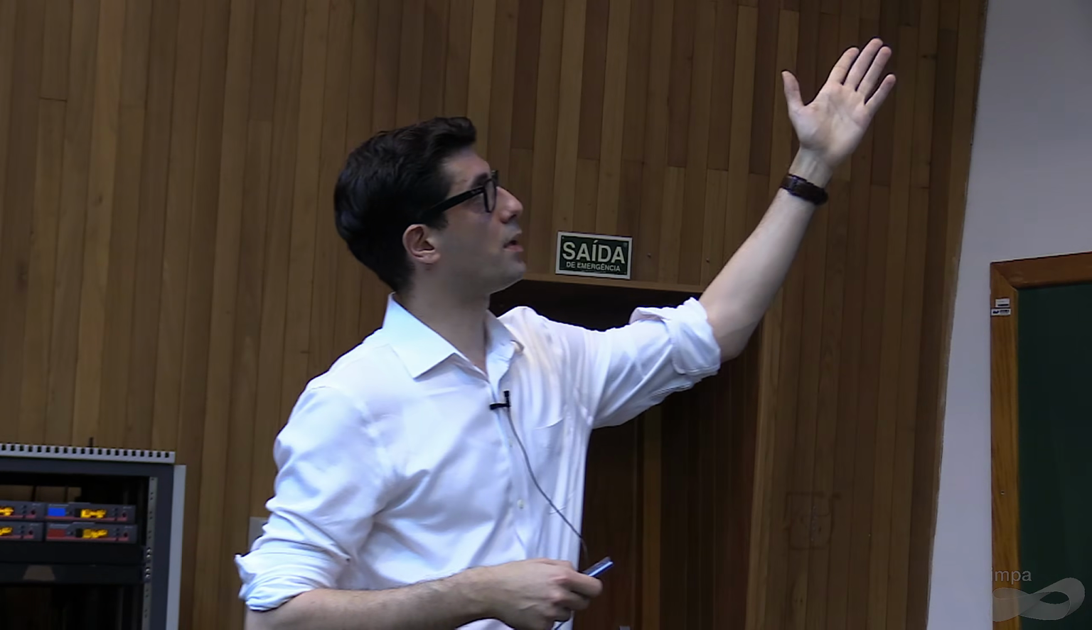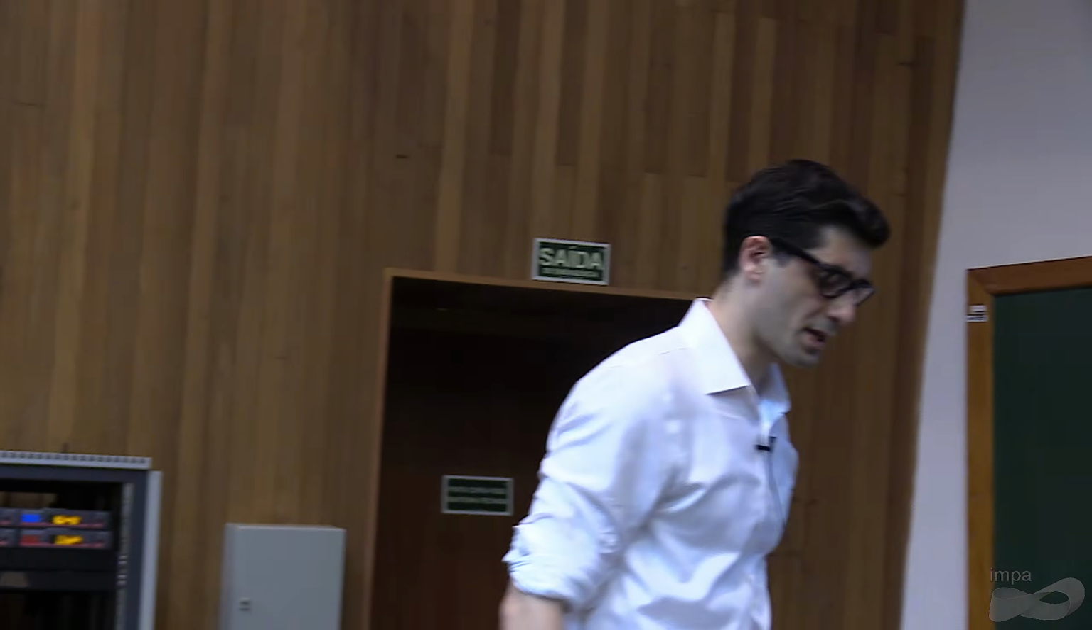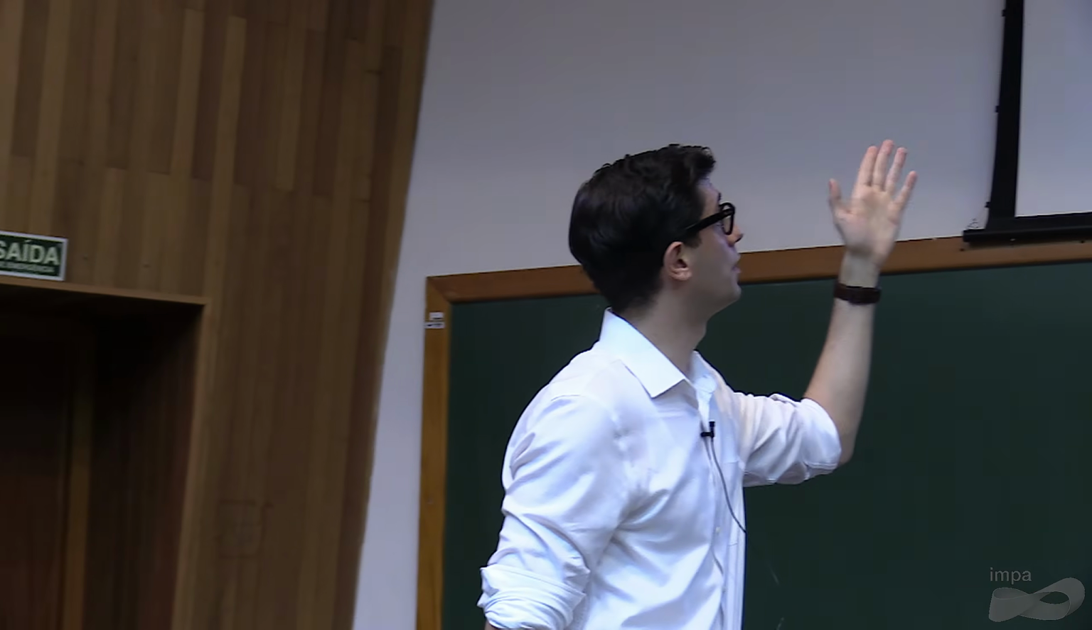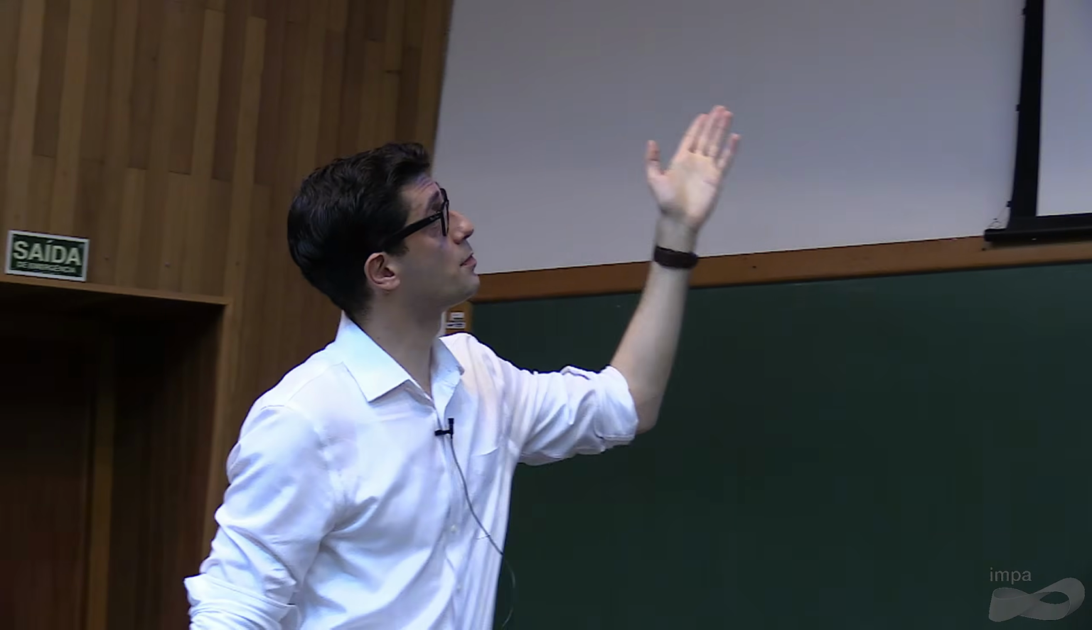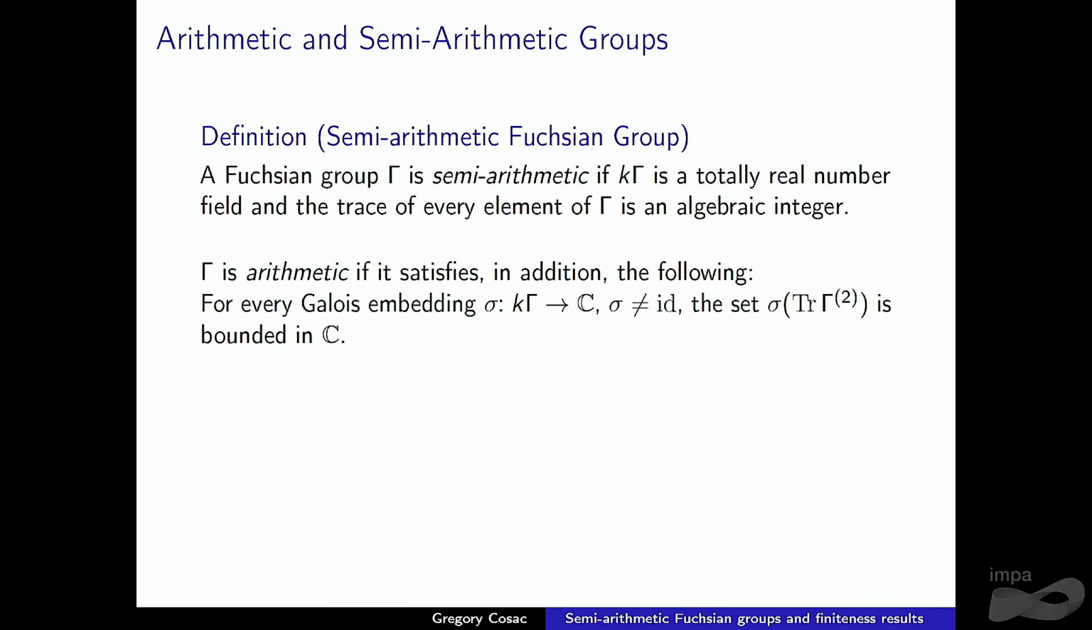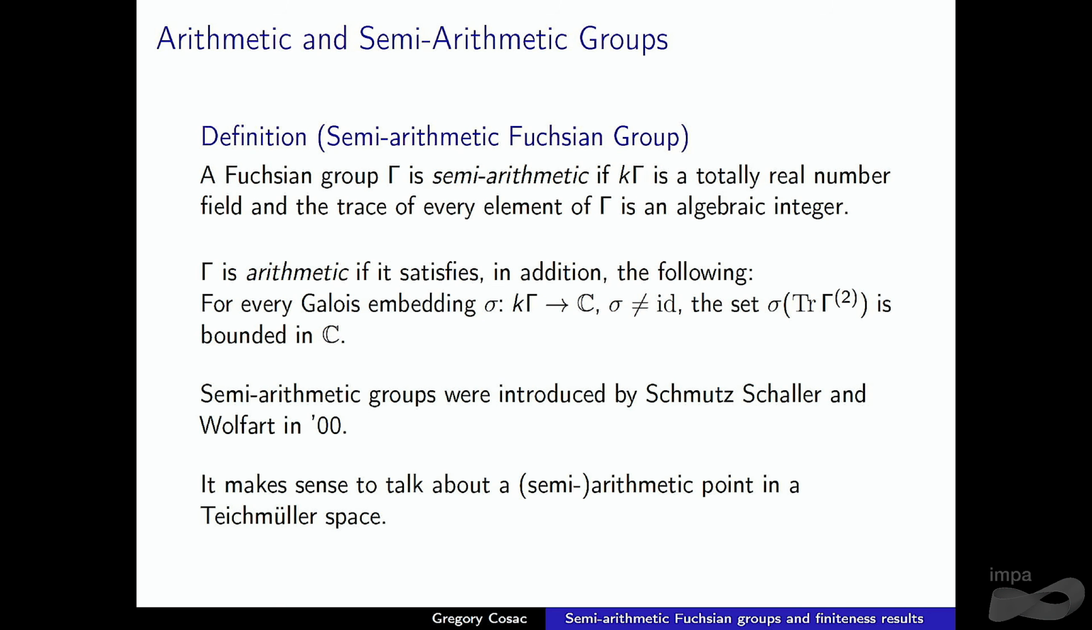So another way of saying this is that arithmetic Fuchsian groups are semi-arithmetic groups with arithmetic dimension 1, right? Because the inclusion obviously maps the trace set into an unbounded subset of C, and then all other Galois embeddings by hypothesis do not. So arithmetic dimension 1. These groups were introduced by Schmutz Schaller and Wolfart in the year 2000.